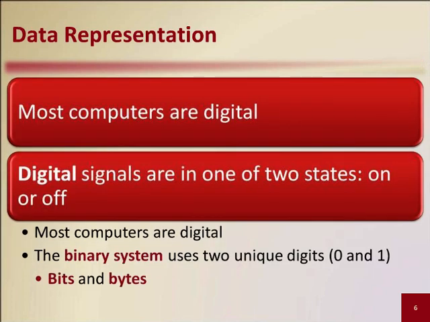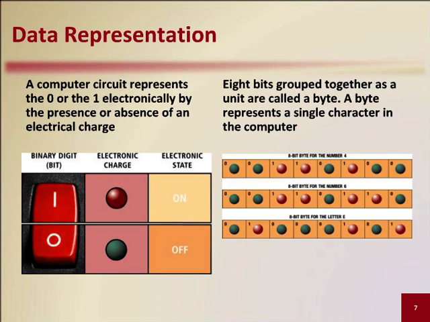Most computers are digital. They recognize only 2 discrete states, on and off. The computer uses a binary system because the binary system has just 2 unique digits, 0 and 1, called bits. A bit, short for binary digit, is the smallest unit of data the computer can process. When 8 bits are grouped together as a unit, they form a byte.